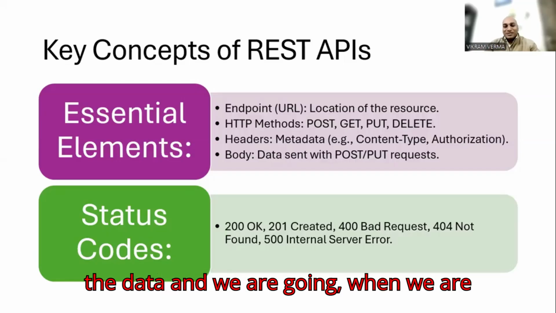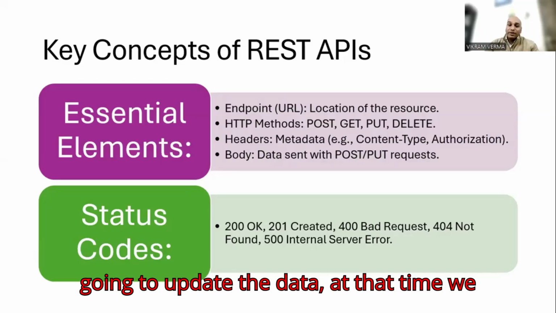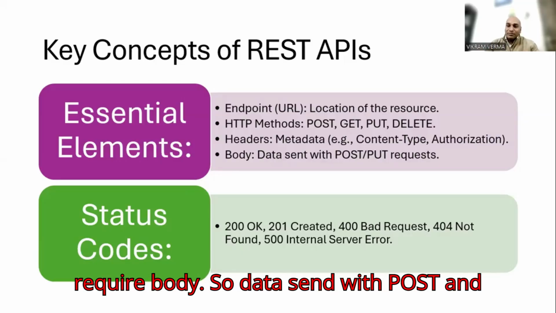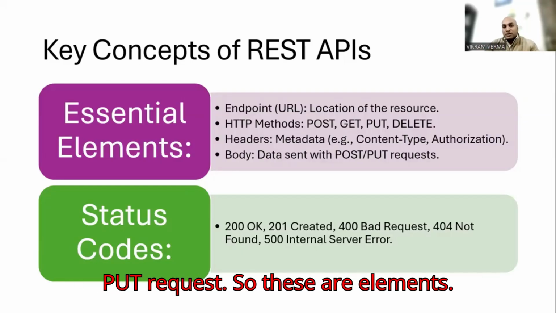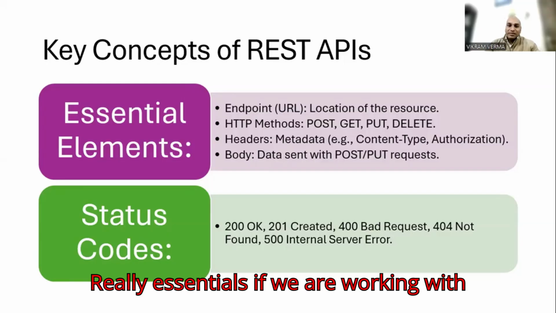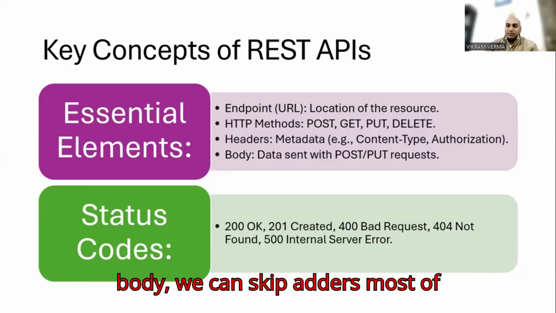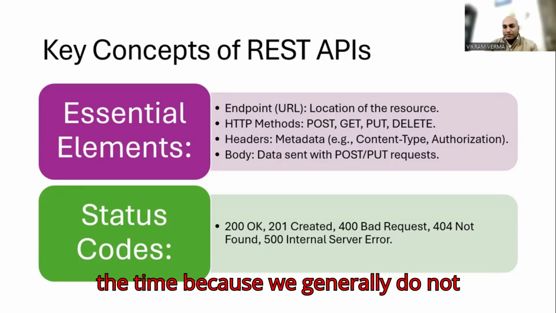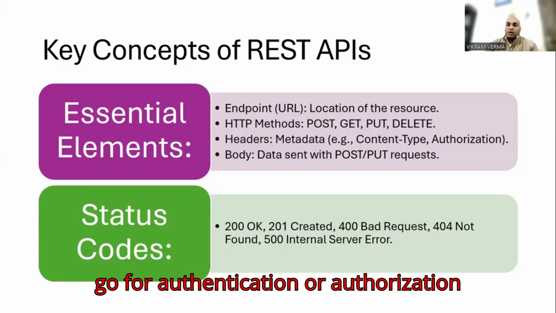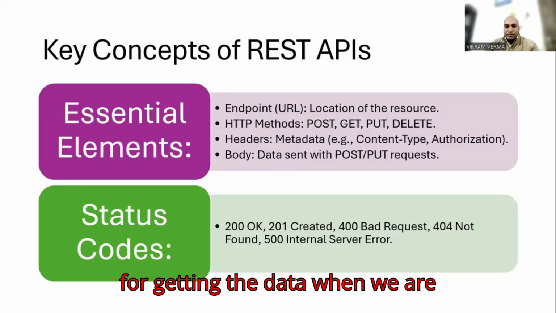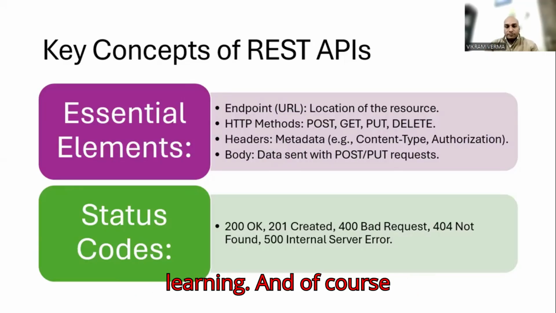When we are going to save the data and when we are going to update the data, at that time we require a body. So it is data sent with POST and PUT requests. These elements are really essential if we are working with REST API: endpoints, methods, headers, and body. We can skip headers most of the time because we generally do not go for authentication or authorization for getting the data when we are learning.